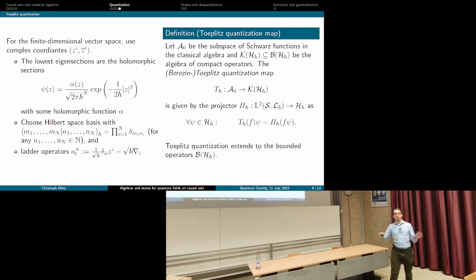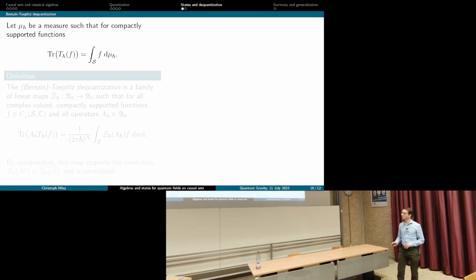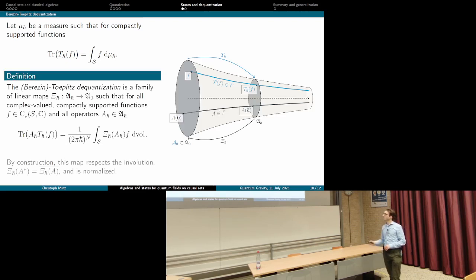But I actually want to also construct states on that. This is the other very important thing in algebraic quantum field theory: you want to have states. So I define myself a measure that is then used in the next step to define the dual operation to this quantization. We have seen this Toeplitz quantization, which is essentially starting from our classical algebra here, that I've represented with this disk here, and we map it into some quantum algebra, and you can imagine multiple quantum algebras with different parameters h bar.